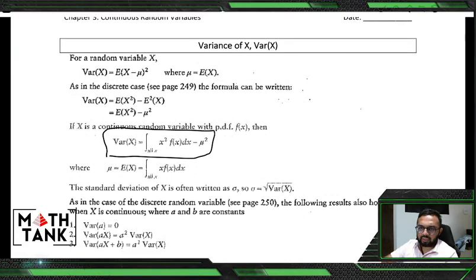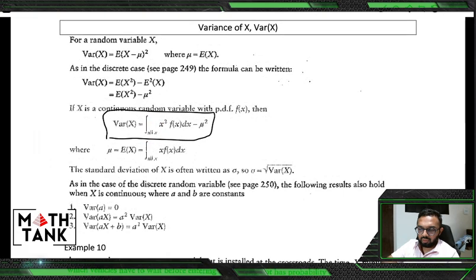Then variance of x. Again, variance of x has a formula in that you need to remember that dx is here, so you integrate up to here and then you subtract the mean square. So you will need the mean when you are integrating for the variance, and you integrate over the entire domain again.